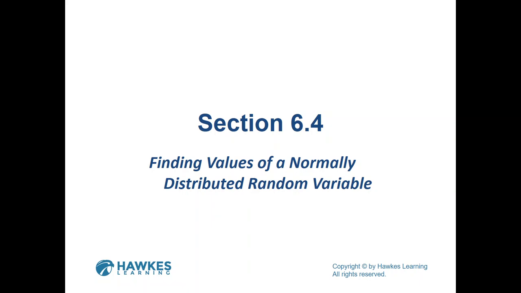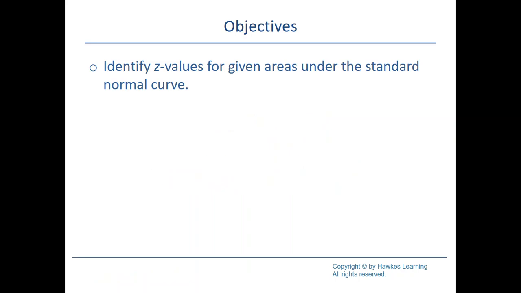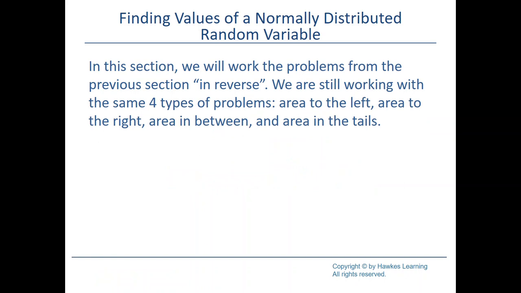So let's talk about section 6.4, which is finding values of normally distributed random variables. Understand that we've already looked at random variables in a normally distributed case. And what we're going to do is identify the z-values for those given areas under the standard curve. So basically in this section, we will work problems from the previous section in a reverse setting.